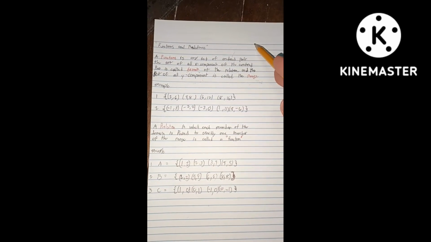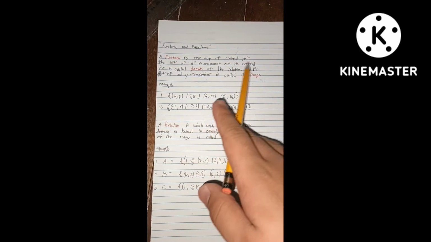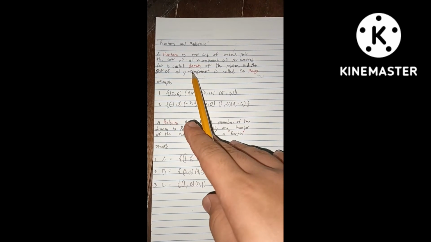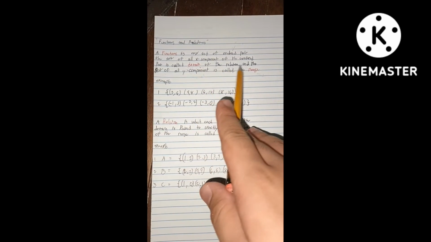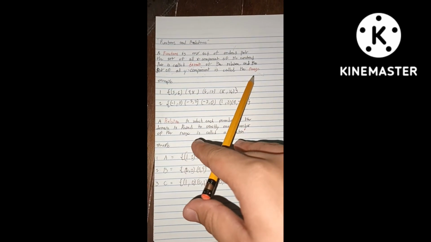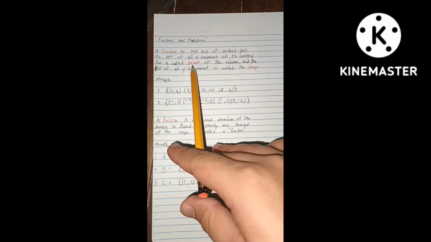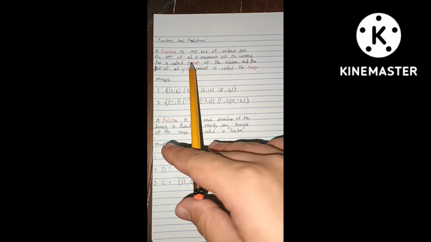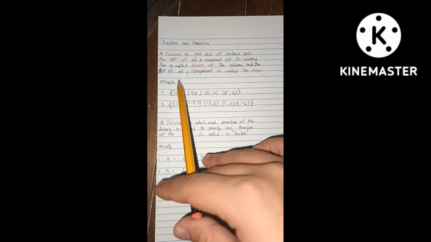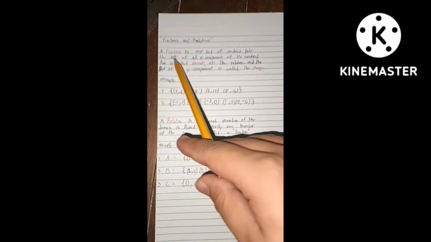Good evening. Today we're going to talk about functions and relations. A relation is any set of ordered pairs. The set of all x components of the ordered pairs is called the domain of the relation, and the set of all y components is called the range. So, all the x components are called the domain, or as usual, the input of our function. And all the y components are called the range, the output of the function.